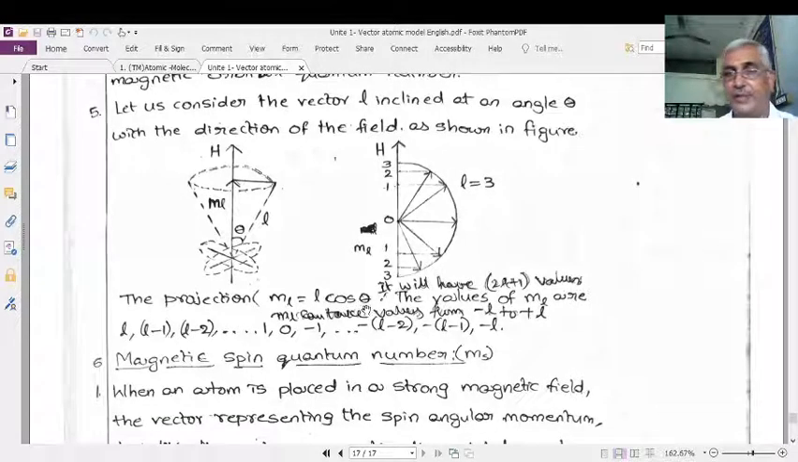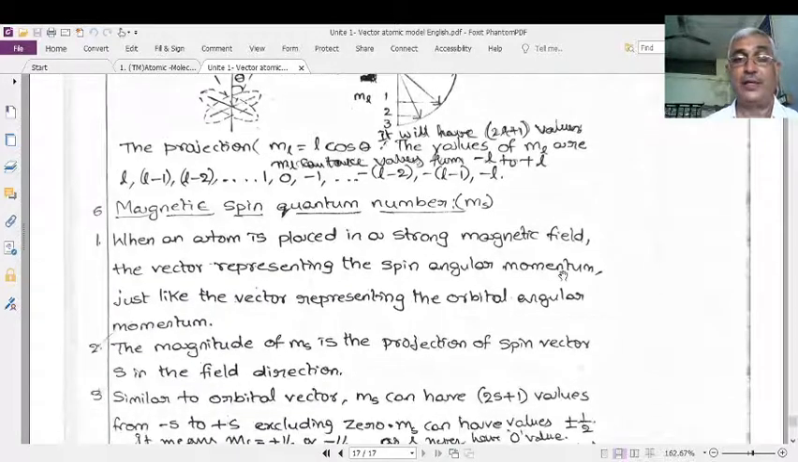ML is equal to L cos theta. And ML will take values from minus L to plus L, including 0. Therefore, it is having 2L plus 1 values. How many values is it having? 2L plus 1 values. And this is the effect of the external magnetic field on its orbital motion.